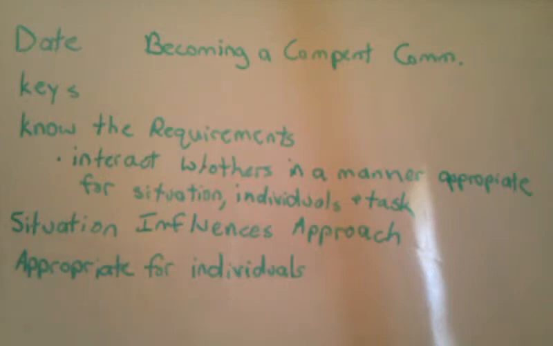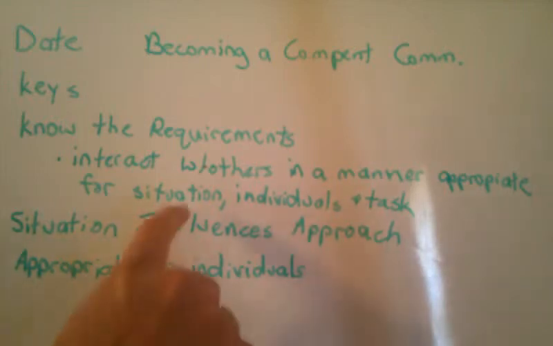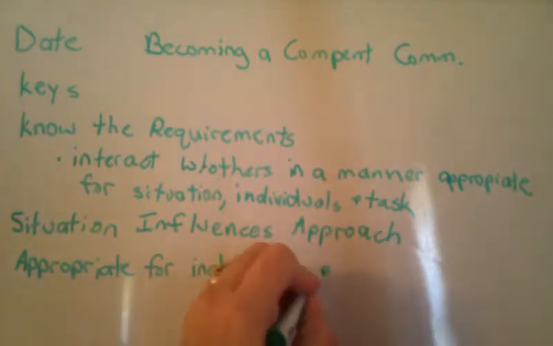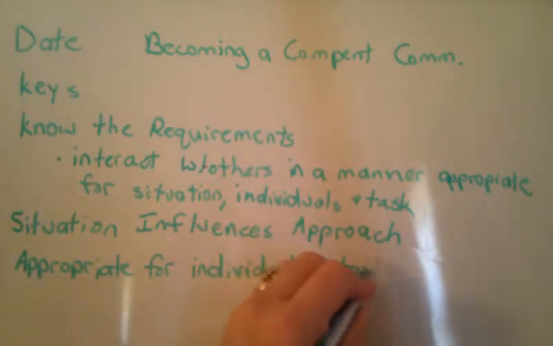Heather did as much as she could to consider Michelle's needs and her own, but she was unable to control Michelle's reaction. Heather can still be considered a competent or skilled communicator because she adequately communicated her response in a considerate manner. So whenever we communicate, we need to take the situation in mind, the individuals in mind, and the task in mind. Appropriate for individuals, I'm just going to put "and task" instead of writing it again.